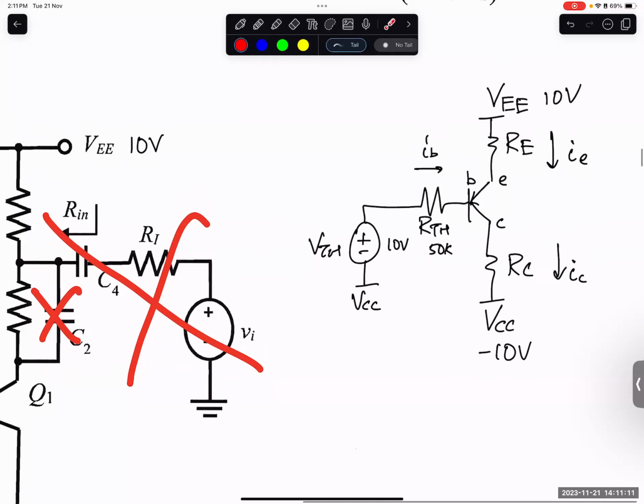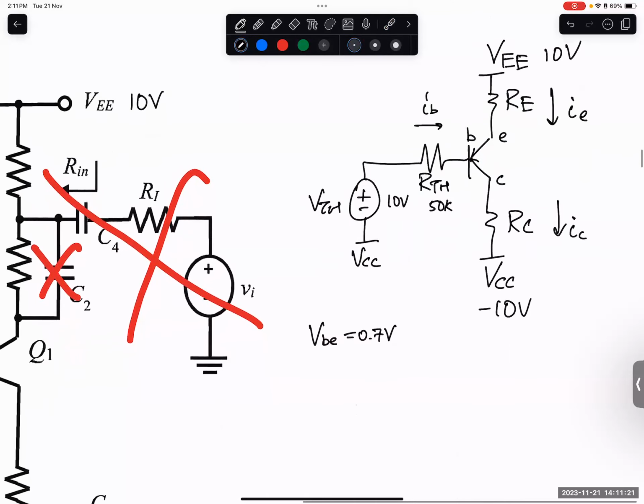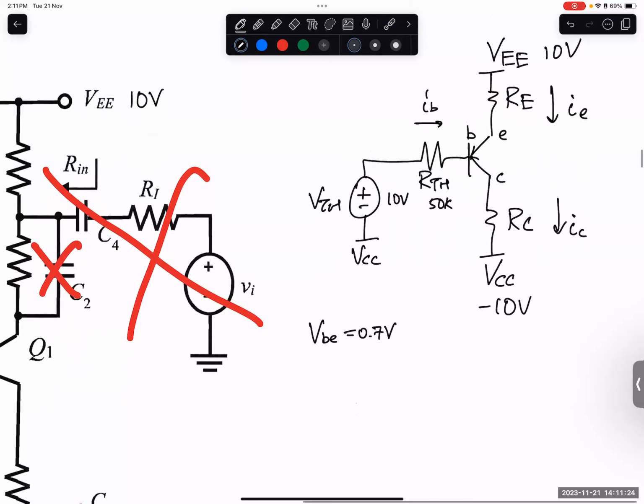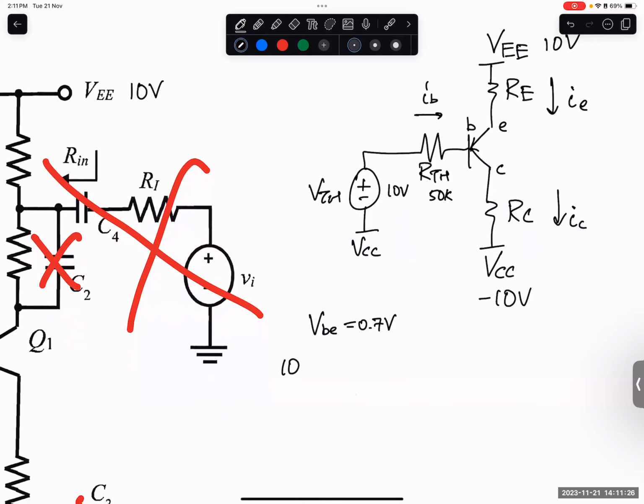Okay, so now our KVL loop is from here, like that, down here. Correct or not? Because VBE is equal to 0.7, right? We always assume we are in forward active mode. So it's 10 volts minus IERE, minus VBE, then plus IB RTH, equal to 0.